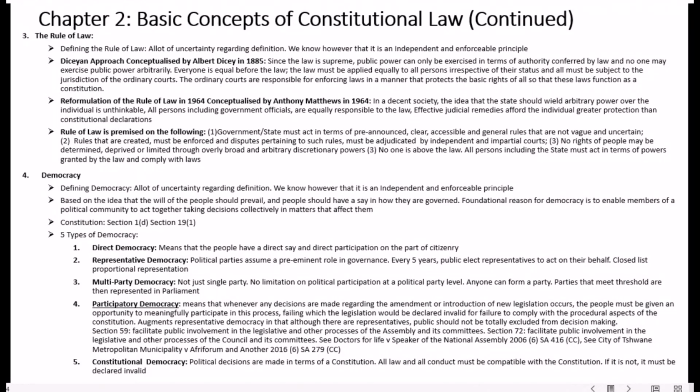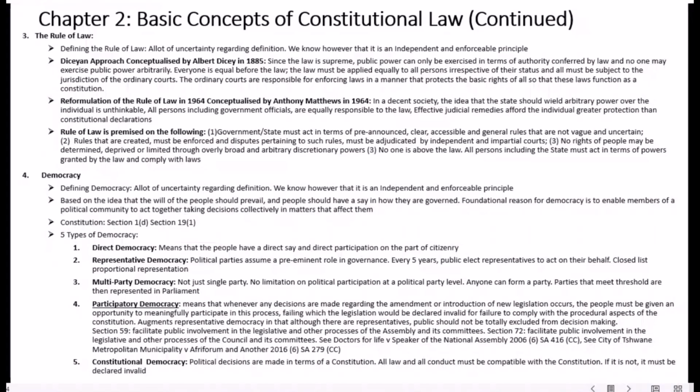We've got direct democracy, which means that the people have a direct say and direct participation on the part of citizenry. We've got representative democracy, which envisages political parties assuming preeminent roles in governance. And in South Africa, particularly, every 5 years, the public elect representatives to act on their behalf, and we subscribe to the closed list proportional representation system in this regard.